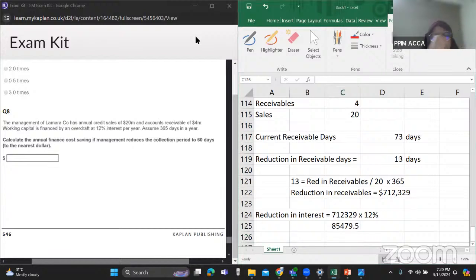Because actually, if you learn this from the study text, what we have there, I know, is that what can be done in one step, they tend to do in two to three steps, right? They don't take a reduction in the receivable days. They try to do everything the straight way. But I feel this method is a lot easier. It will work for all the questions. You won't have to think too much at your exam. You just do it in this order and everything will fall into place.